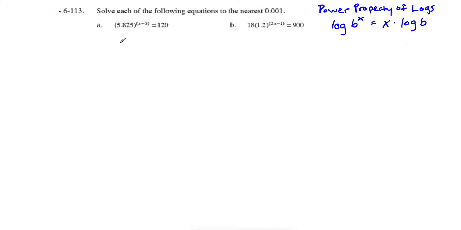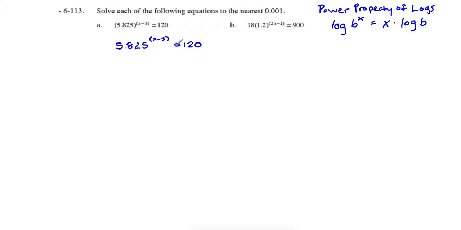Our first problem, we had 5 and 825 thousandths being raised to the power of x minus 3 equals 120. Now, our variable is up here in the exponent, and this is that new method we've learned for solving this. You know other methods: you could use guess and check, or you could graph this equation as a system of equations by graphing this side and then graphing that side and finding the intersection point. And this is our new method.